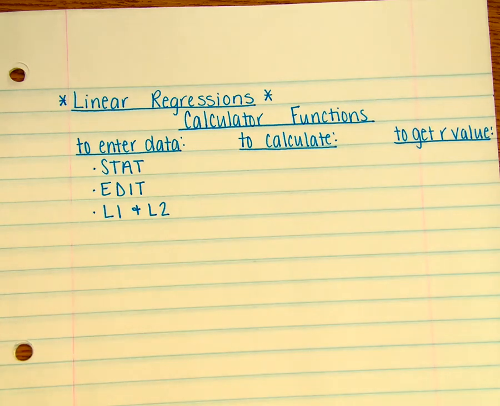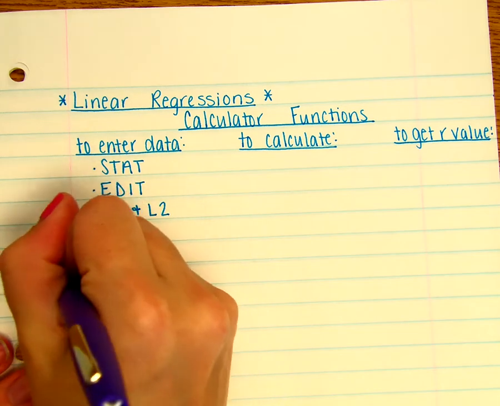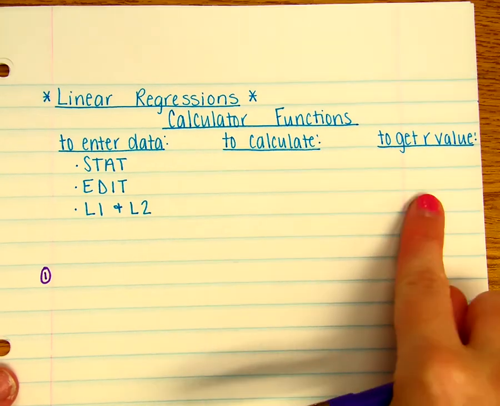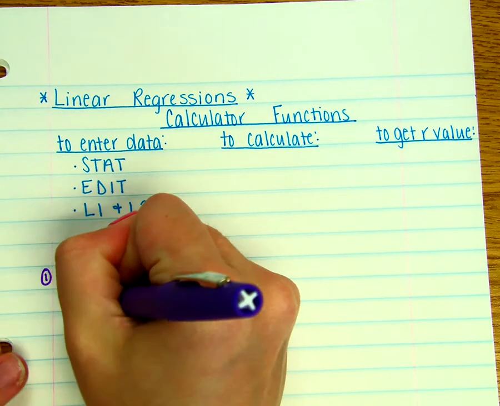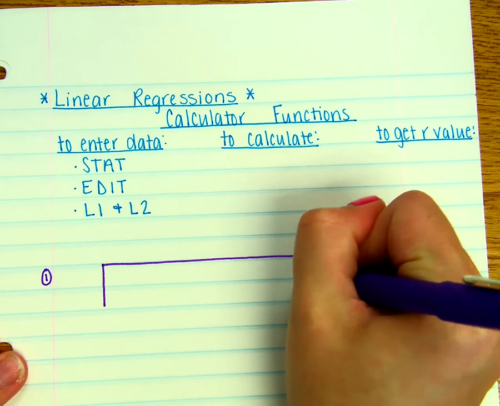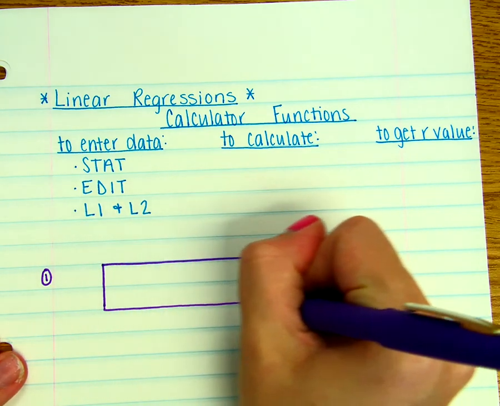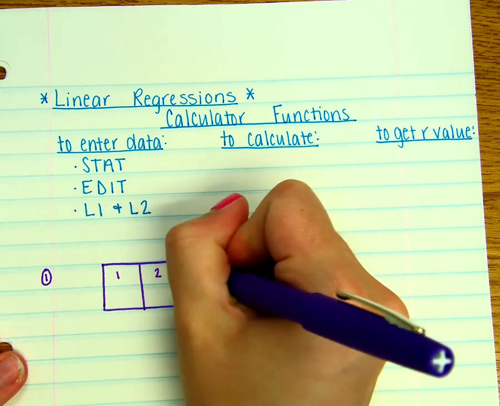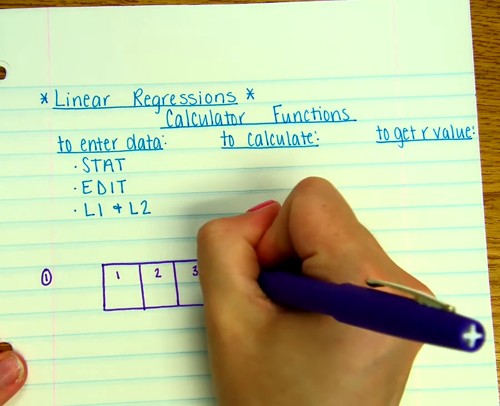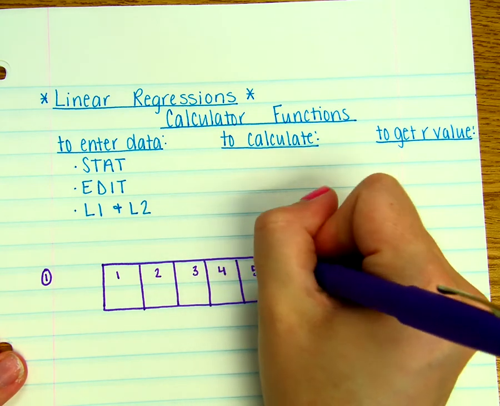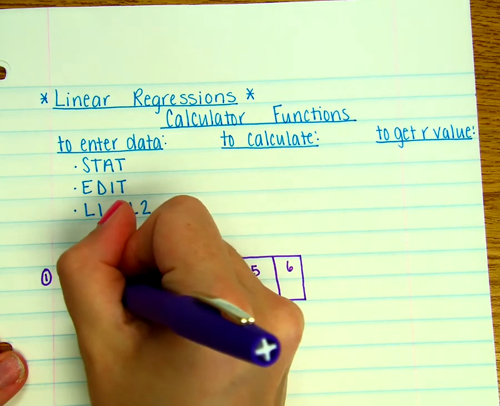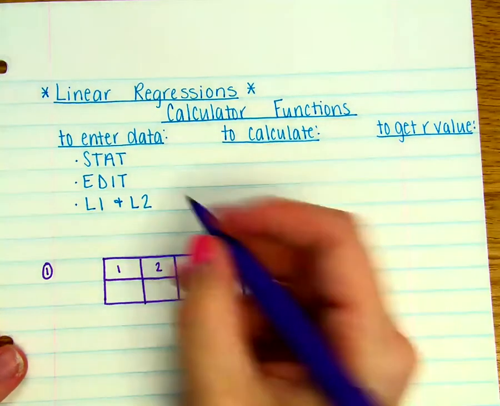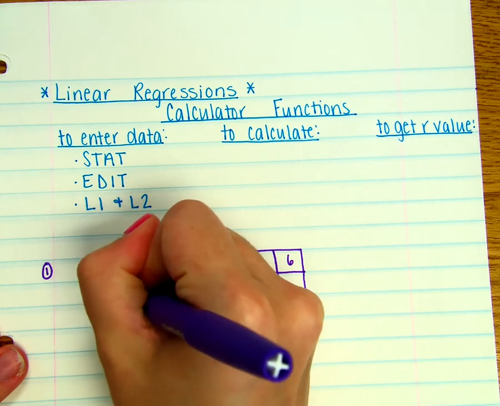So what I'm going to do is I'm just going to skip a couple lines, and we're going to write down our first example here, and we're going to use this example to walk us through how to find these calculator functions and how to answer the questions. Okay, so the first thing I'm going to do is I'm going to draw a table. I'm going to fill in the bottoms.